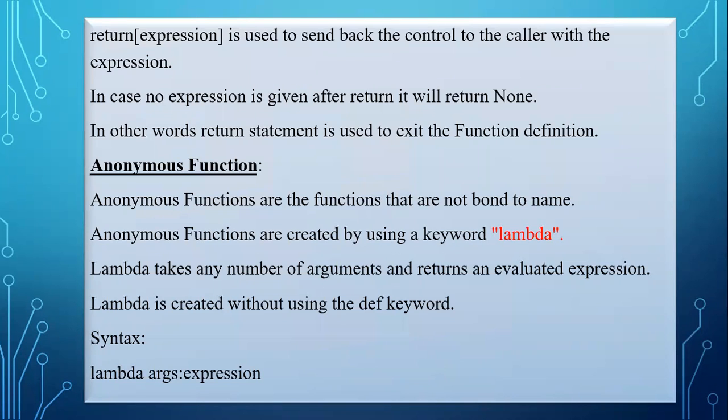So in case no expression is given after the return keyword, then it will return what value? None. So None is a keyword here in Python. Capital letter N we should give. Okay, it's case sensitive. And what is the meaning of None? No value. A null value, or nothing is there. If you want to represent anything like that, we'll always refer to which keyword here in Python? None. In other words, we can say the return statement is used to exit the function definition. So if you want to immediately exit from your function, then also we can use which keyword? The return keyword, we can use it.